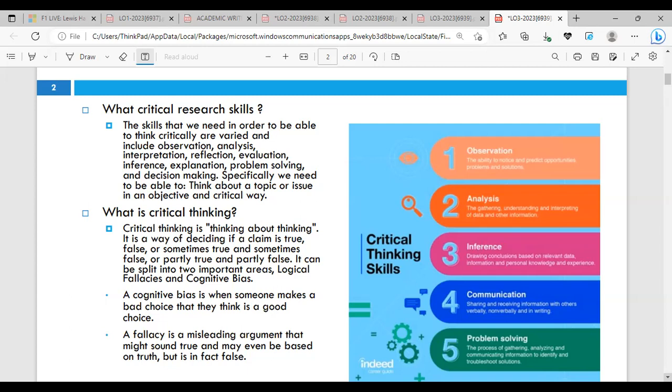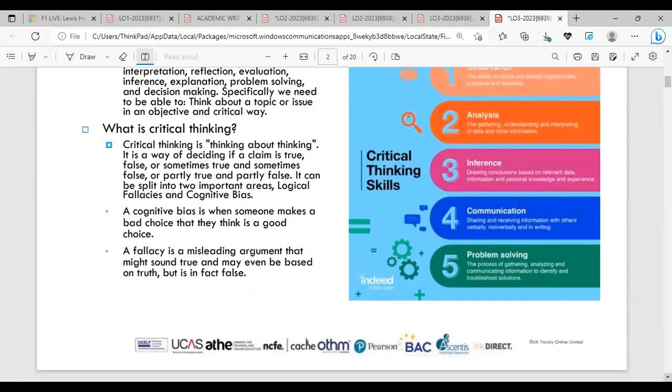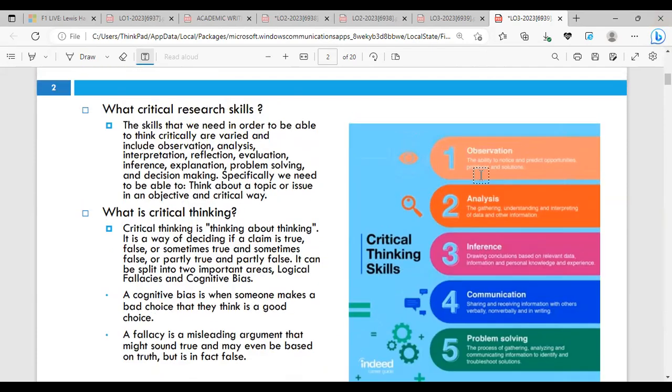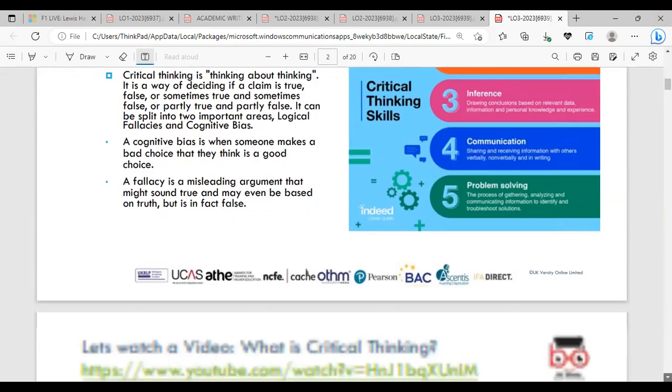Yes. So maybe we're saying 80% of people said this, but actually, on what basis did we collect the data, how did we collect the data, who said it, where was it said, what sort of people were those. So critical thinking can be observation, analysis, inference, communication and problem solving. These are steps we can follow.